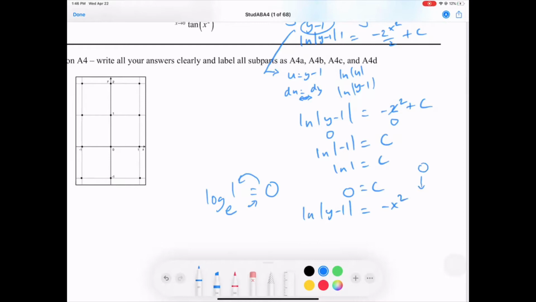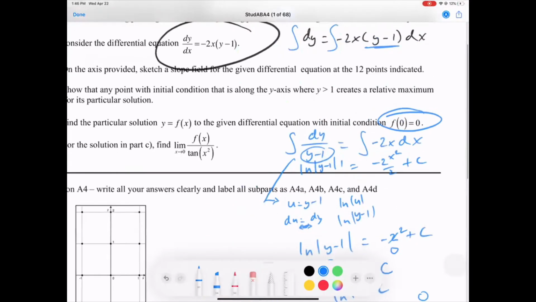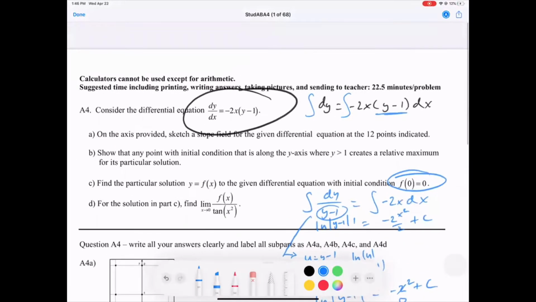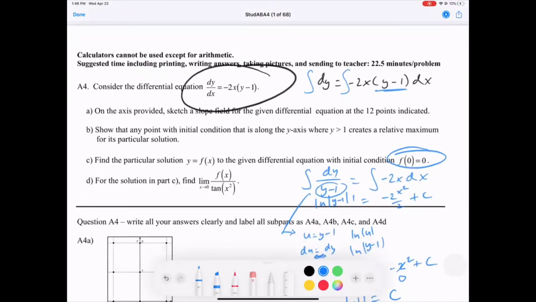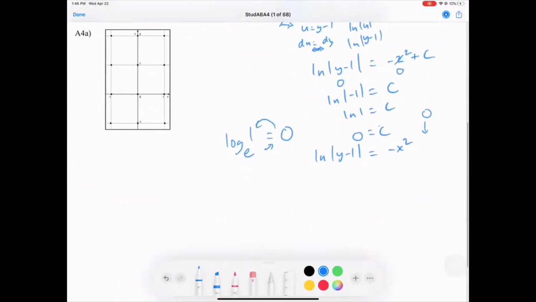Now let's go ahead and solve for y. Let's see, did they give us anything about y? About y being greater than 0? Okay, so let's go ahead and move the e to both sides. We take the exponential of both sides to get rid of the natural log. Absolute value of y minus 1 is equal to e to the negative x squared.